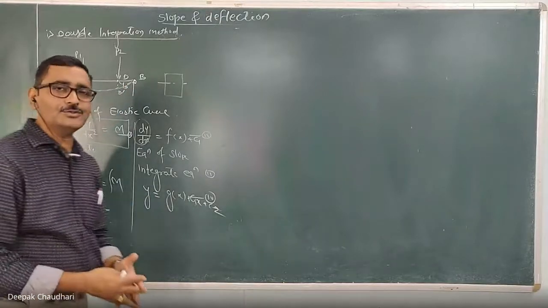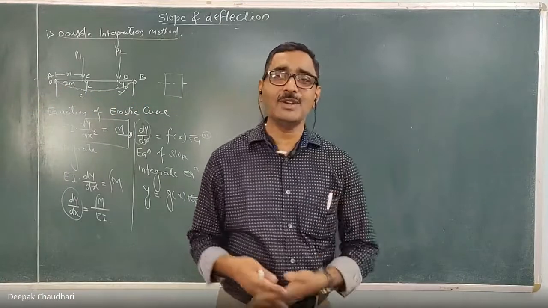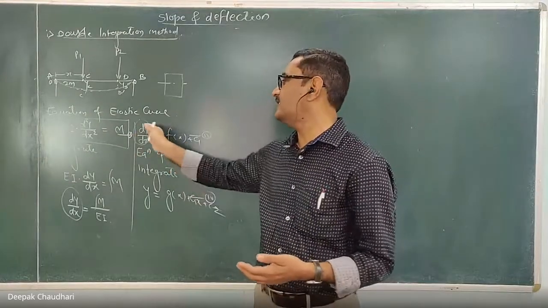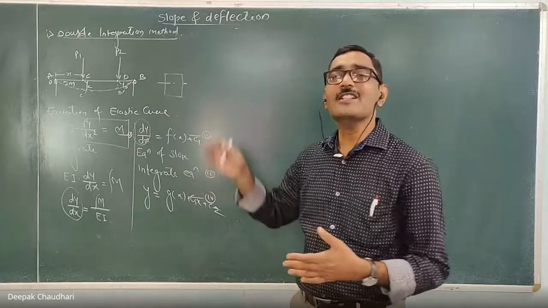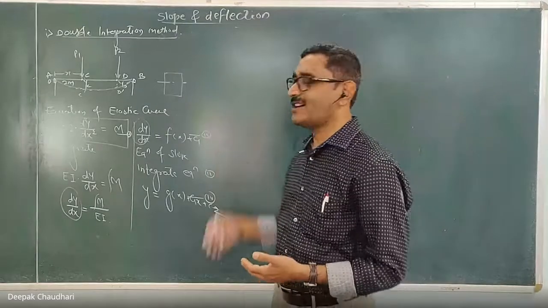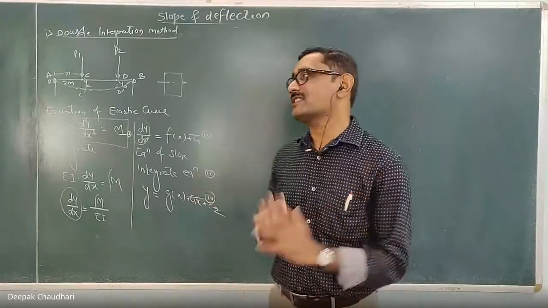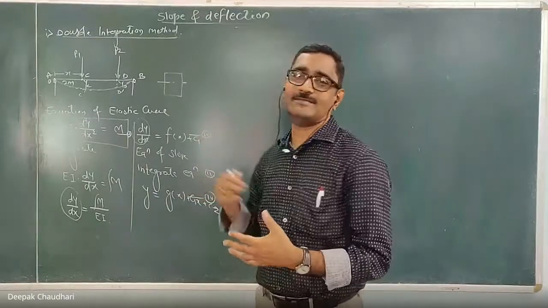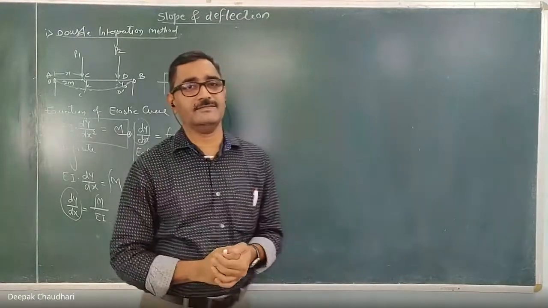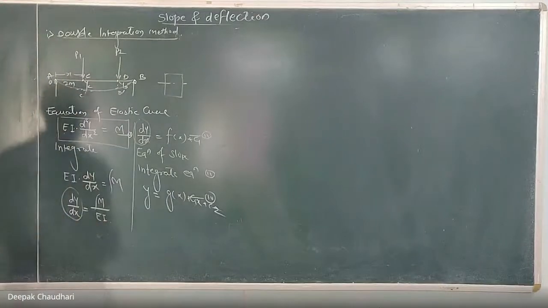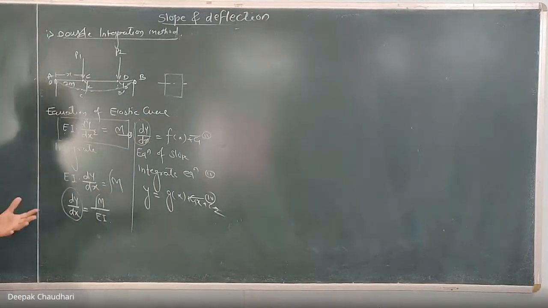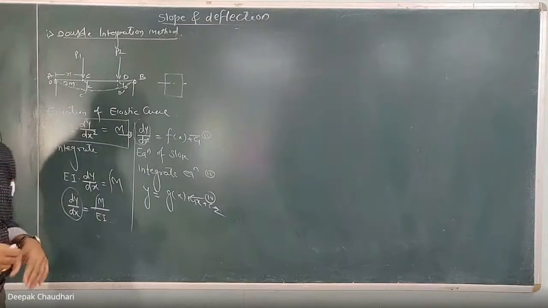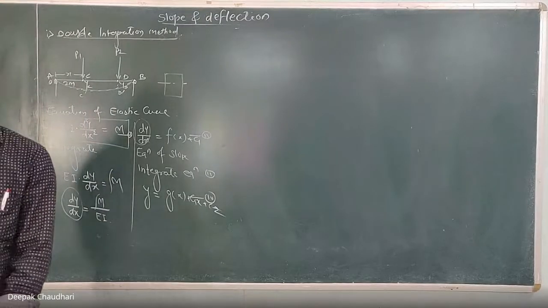All of you know that the boundary conditions are nothing but the known values of x and y, and known values of the slope. How to calculate that, how to consider that boundary condition, I will tell you later. But you have to consider the boundary conditions here to calculate that constant of integration. So I'll consider one simple example, and I will show you how we can calculate the slope and deflection here by using the double integration method.